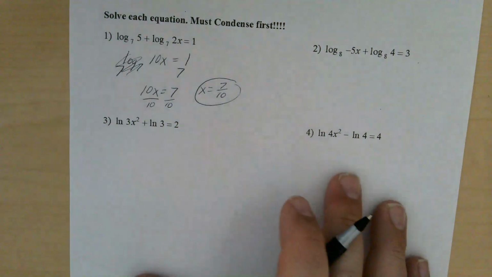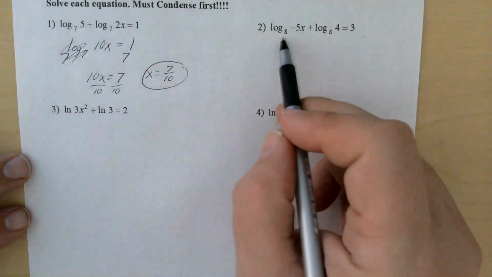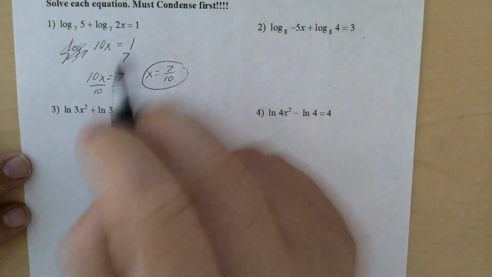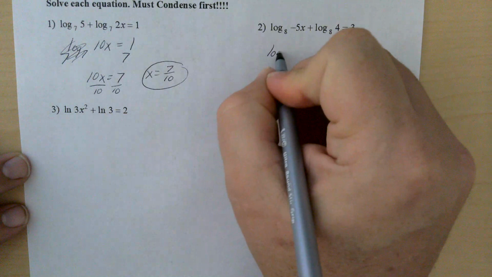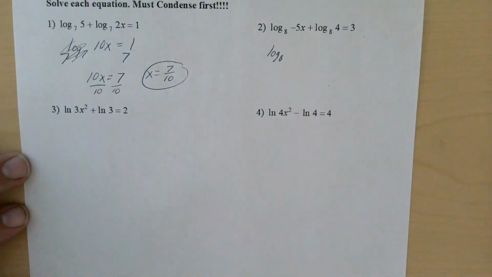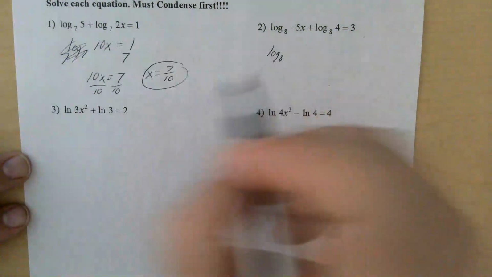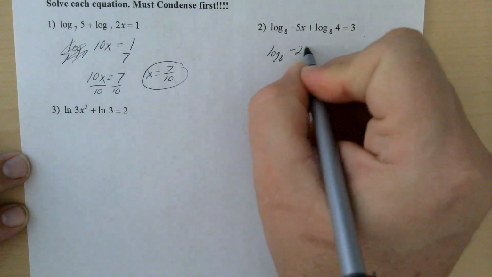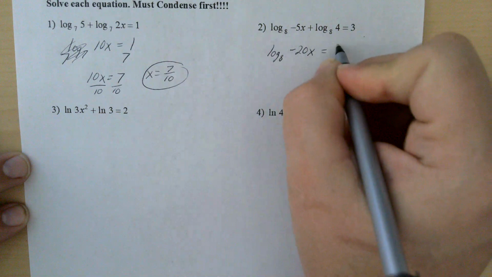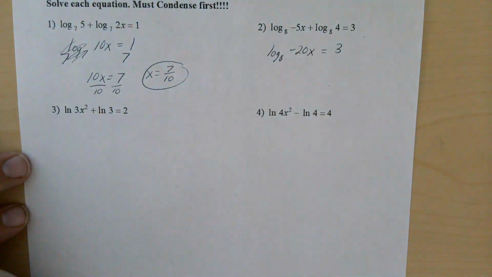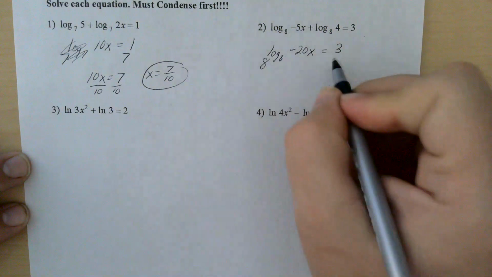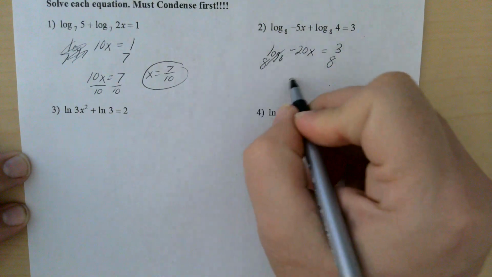Okay? The next one, again, multiple logs. Again, I will not trick you. The bases have to be the same to be able to condense. The bases have to be the same. So in this case, it's base 8. Once again, I'm going to multiply -5 times 4, which is just -20x, and that's going to equal 3. Get rid of log base 8. We'll exponentiate. That wipes that out.